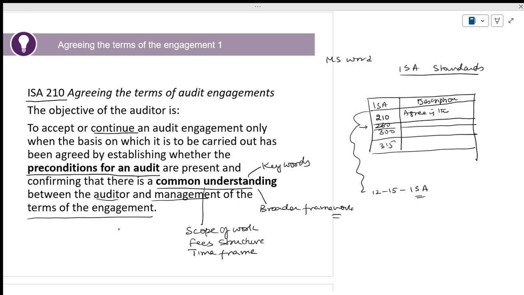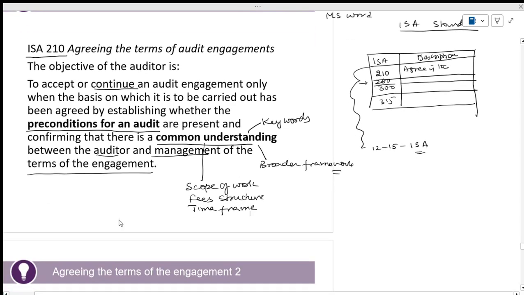What is the time frame? It's a common understanding. Yes, I have to submit my audit report by 15th of March, by 10th of March, by 5th of March. That is the message you should have. Subsequently, what you are doing will come at a later stage.